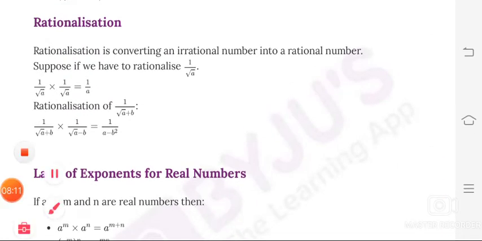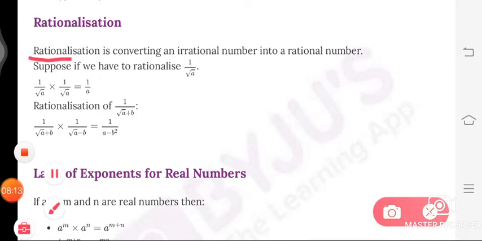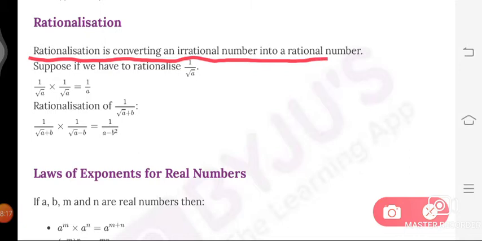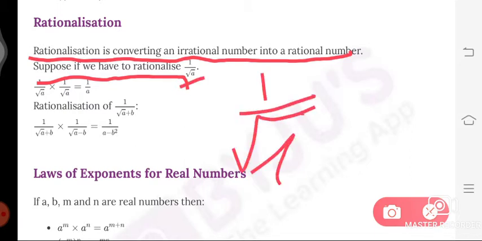Rationalization. What is rationalization? Rationalization is converting an irrational number into a rational number. Suppose we have to rationalize 1 by under root a, so we have to find the conjugate of it.